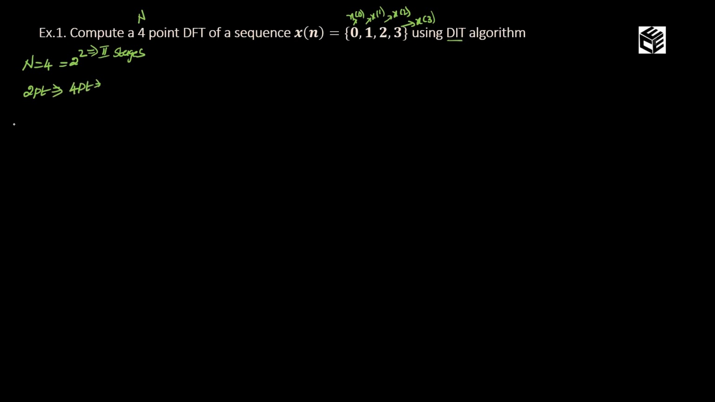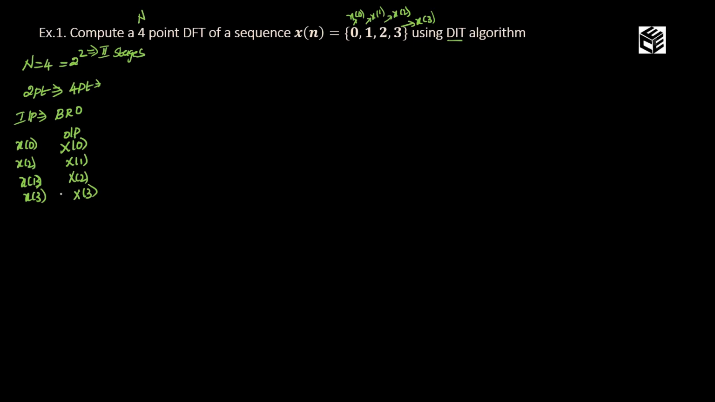Correct. Now we know a condition: in DIT, the input must be in bit reversed order. So what is the bit reversed order for a 4-point sequence? It is x of 0, x of 2, x of 1 and x of 3. Right. And the output will be in normal order, that is x of 0, x of 1, x of 2 and x of 3. Okay.